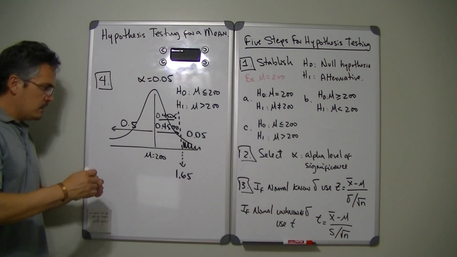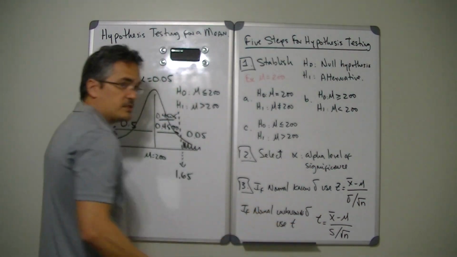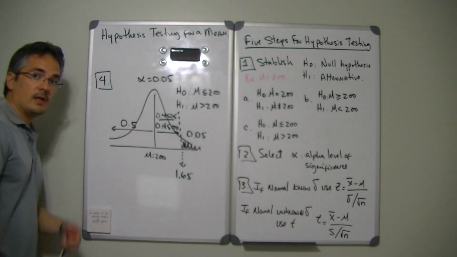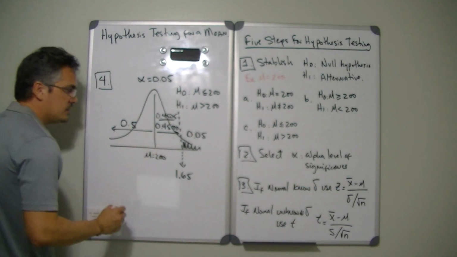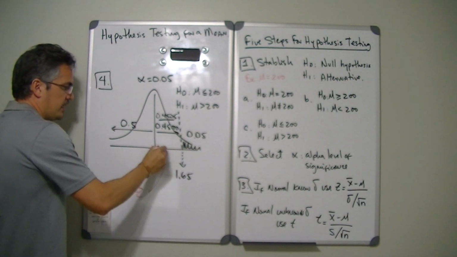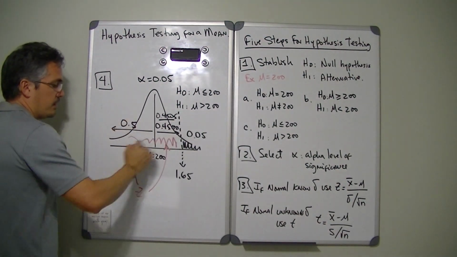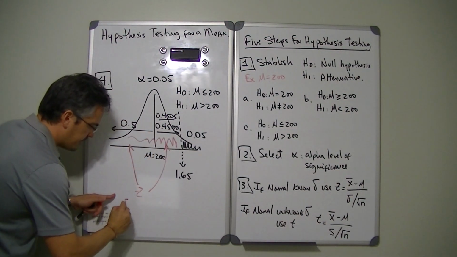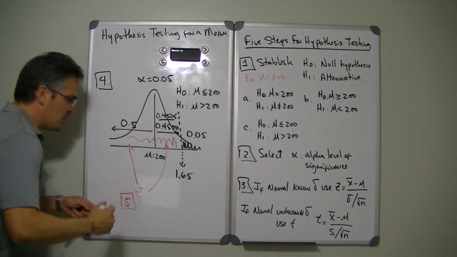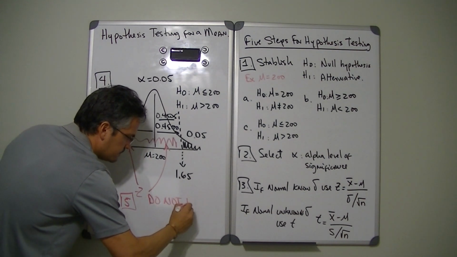Alright, so now once you set up your step number 4, you're going to run your test statistic. Running the test statistic basically means put the numbers in that formula and get a number out. Once you get that number out of your formula, if it ends up in this area here, anywhere in here, then for step number 5 of the 5 steps of hypothesis testing, we're going to say that we do not reject H0.